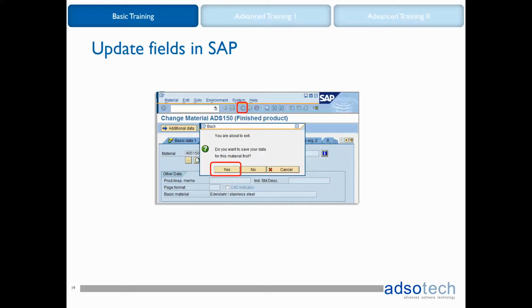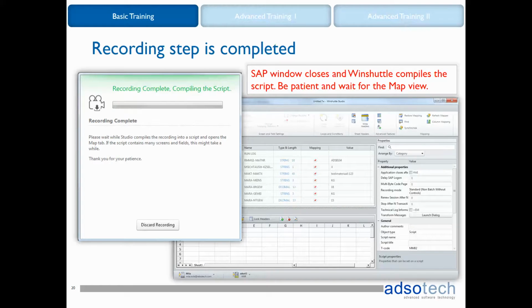Other possible options for exiting your transaction will be navigating to a different tab first and then pressing the save button. We will get into this topic in more detail in the following training sessions. When you have saved your data in SAP and exited the transaction, the SAP window will automatically close and Windchill starts compiling the script.